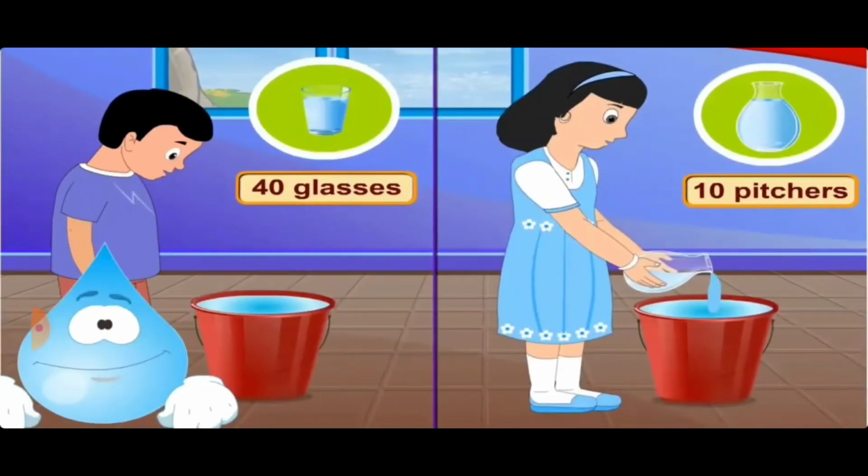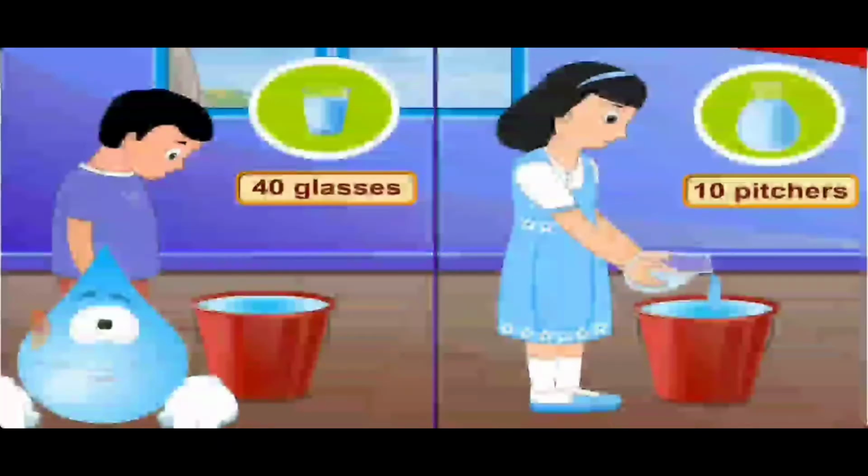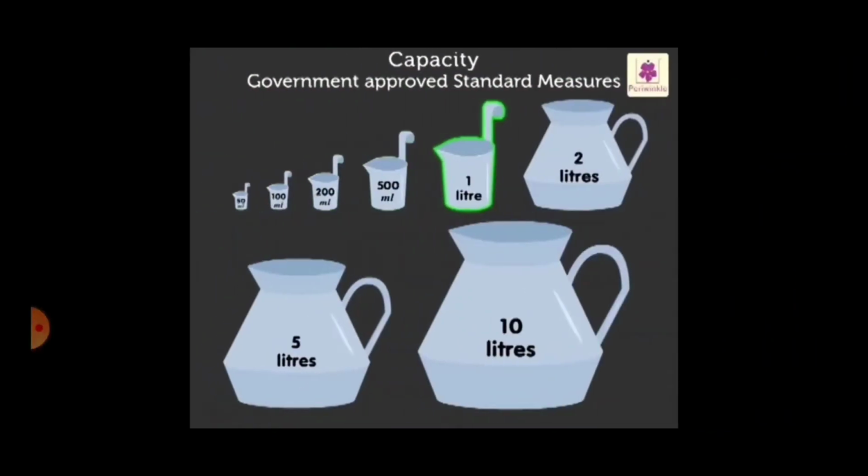Here, these two children were asked to fill the same bucket. The boy used a glass, so he had to take 40 glasses of water to fill the bucket. The girl used a pitcher, and to fill the bucket, she used 10 pitchers of water. Now, children, to avoid the confusion and to get the correct measure, no matter who fills it, we can use the government approved standard measures like this.